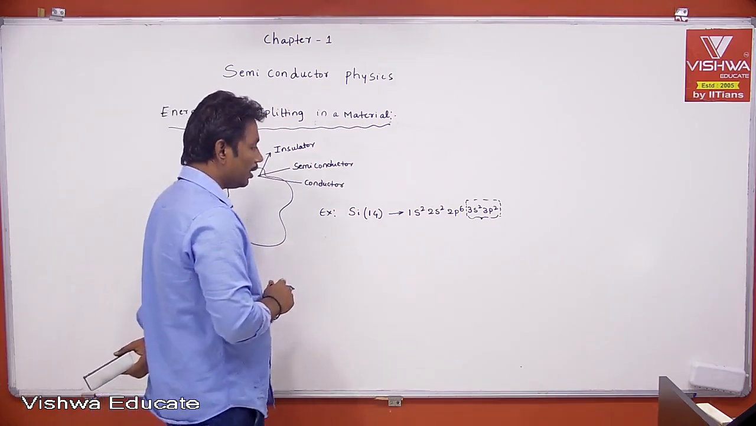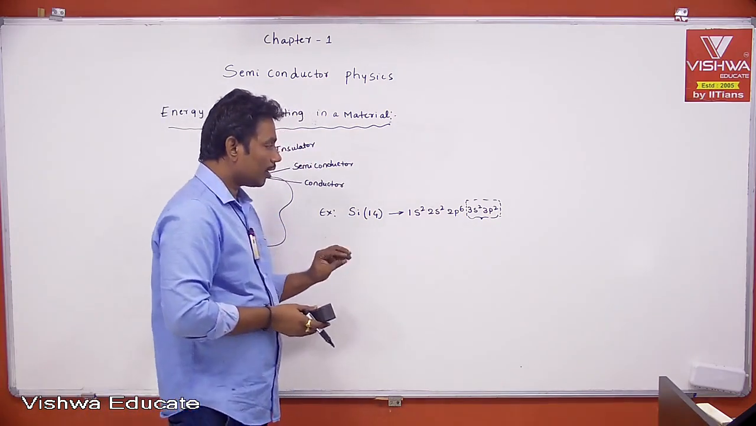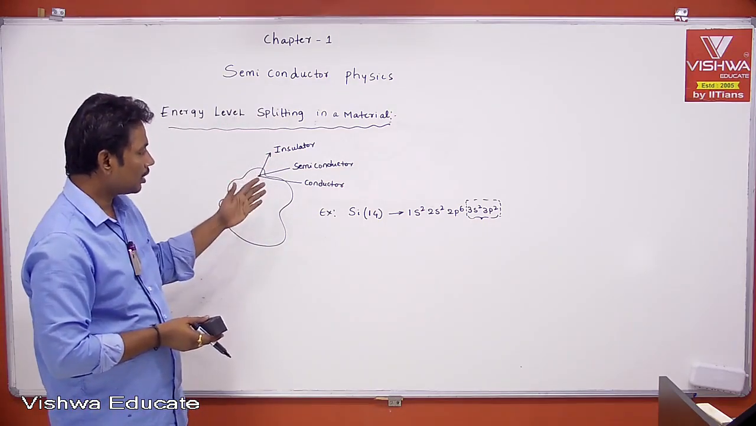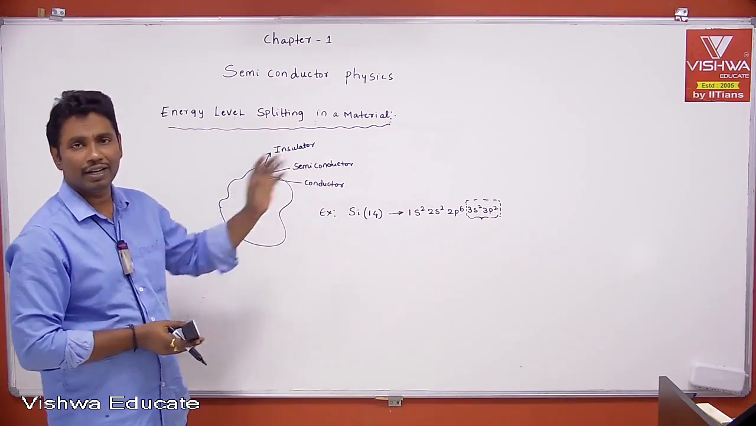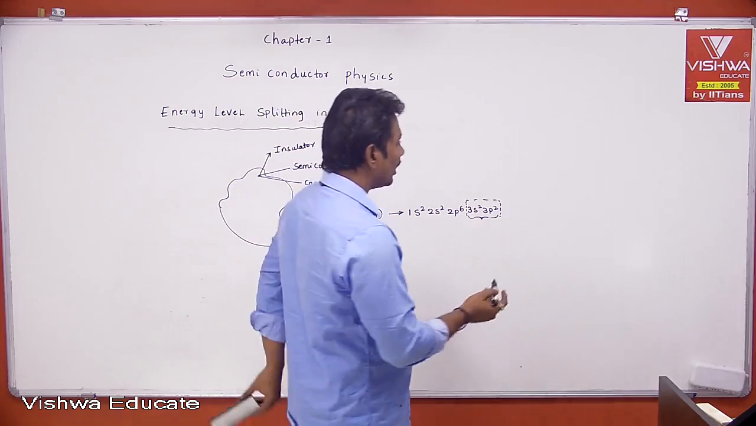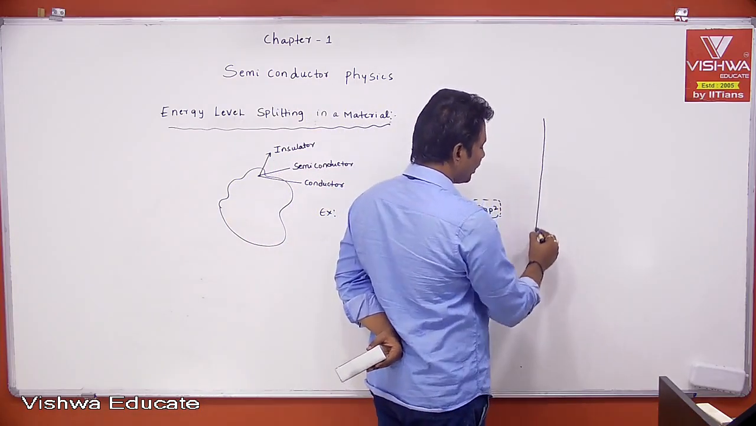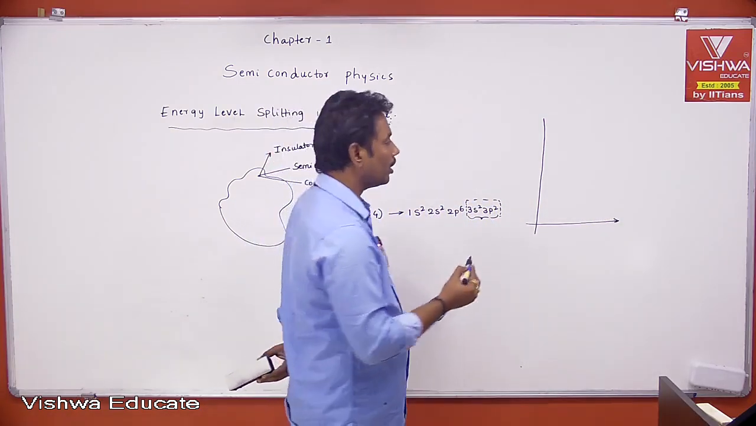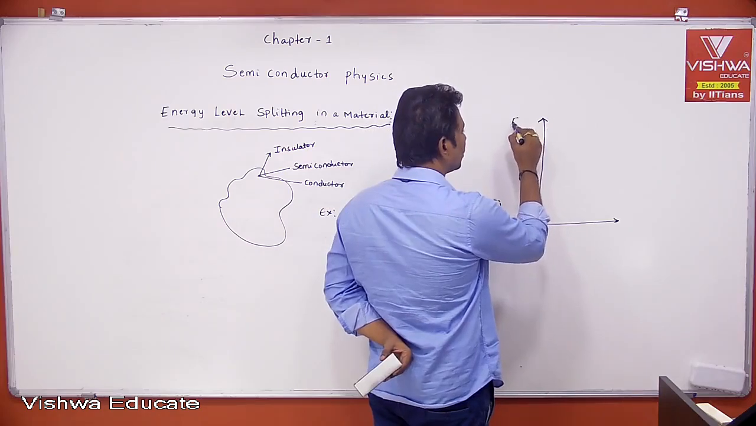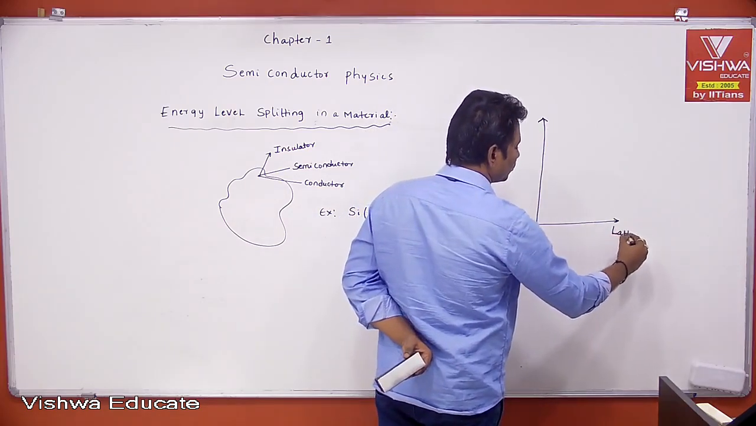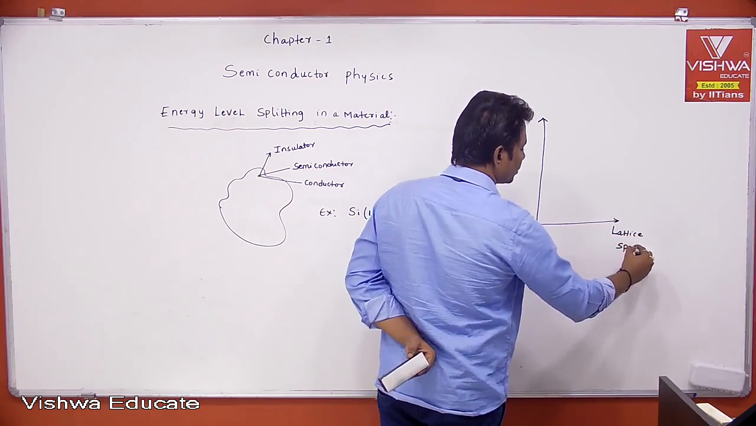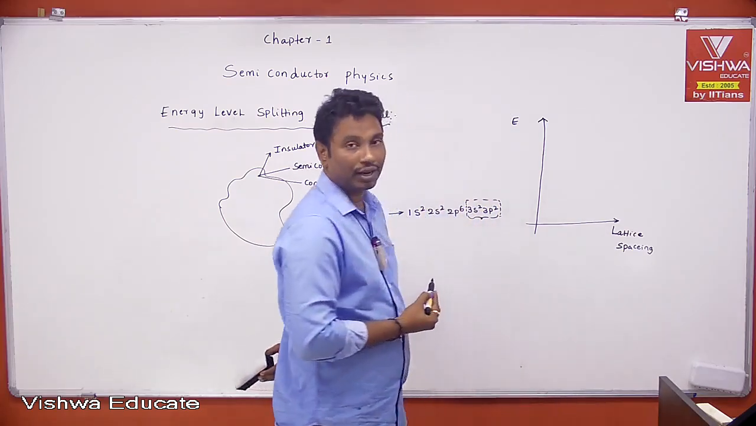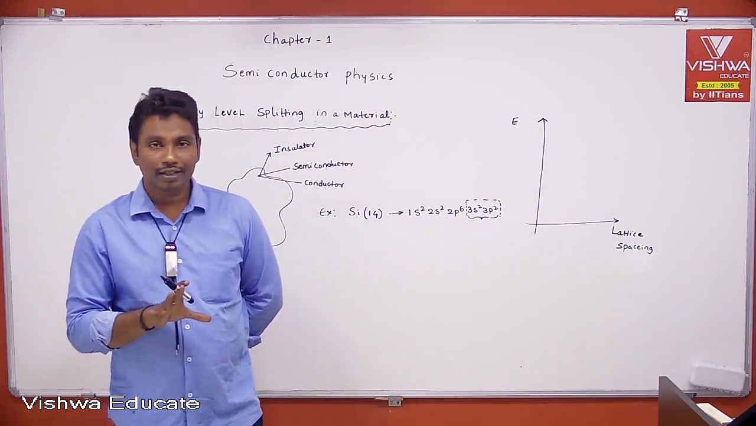Right? Next, how to draw the energy band diagram for a material? The material is an insulator or semiconductor or conductor, nothing but energy level splitting in a material, right? First of all, what is an energy band diagram? An energy band diagram is nothing but a plot of energy versus lattice spacing. Lattice spacing is nothing but the distance between two atoms.